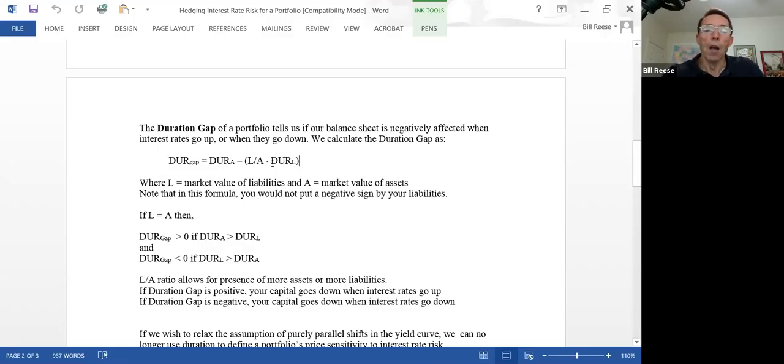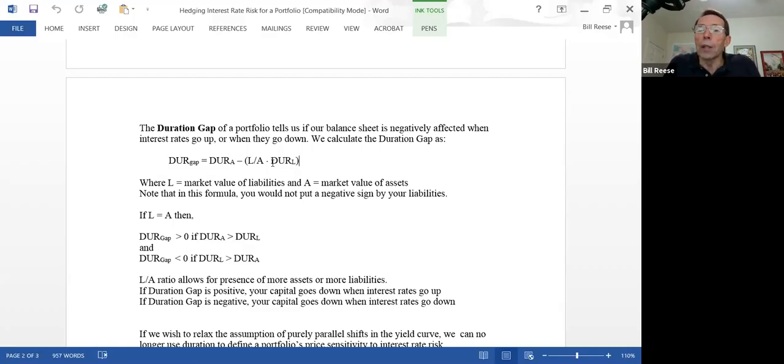So the L over A just allows for a greater weighting on your assets or your liabilities, whichever has the highest market value. So we're going to go through some examples here, assuming, just because it's simpler this way, that you've got the same market value of your liabilities as you do for your assets. And then we'll be able to make some changes if we want. If the duration of your assets is greater than the duration of your liabilities, you will have a positive duration gap. If the duration of your assets is less than the duration of your liabilities, you will have a negative duration gap. Now, the whole key here is if you have a positive duration gap, you are going to be affected differently by changes in interest rates than if you have a negative duration gap.